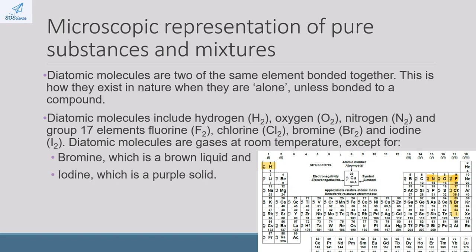So it makes a lot of sense to mark off your diatomic molecules the moment you receive a periodic table on a test or on an exam. So these are 7 diatomic molecules. All of them exist as gases at room temperature, except for bromine, which is a brown liquid at room temperature, and iodine, which is a purple solid at room temperature.